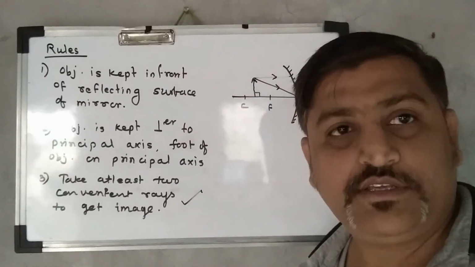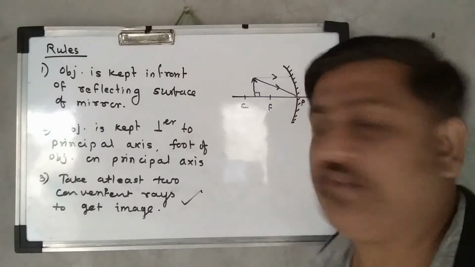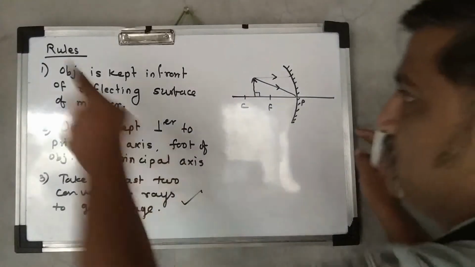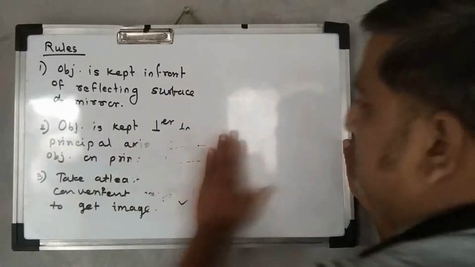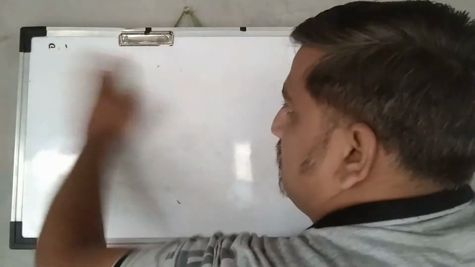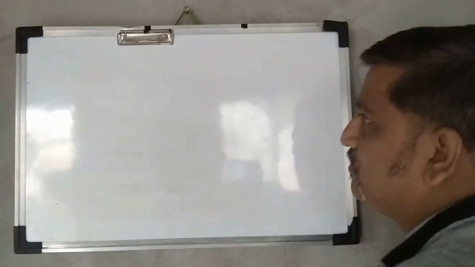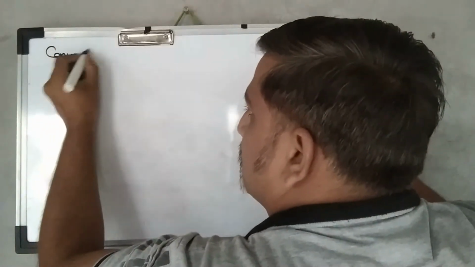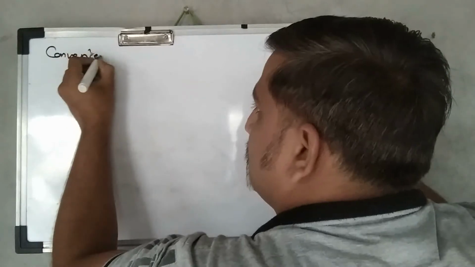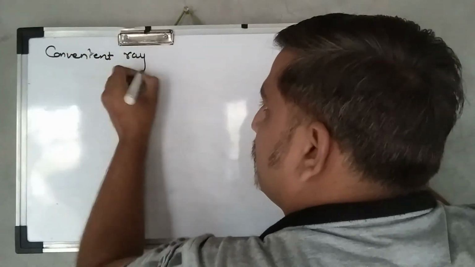Okay, let's see which are the convenient rays. So keep this in mind. Convenient rays. The last, third point, the third rule that I'm going to explain: convenient rays.